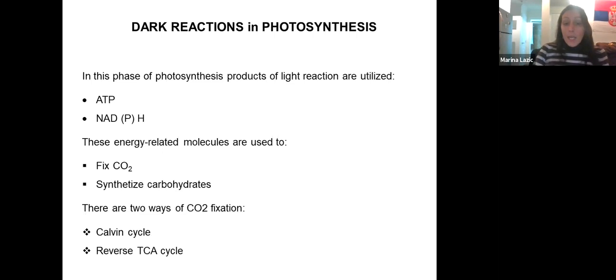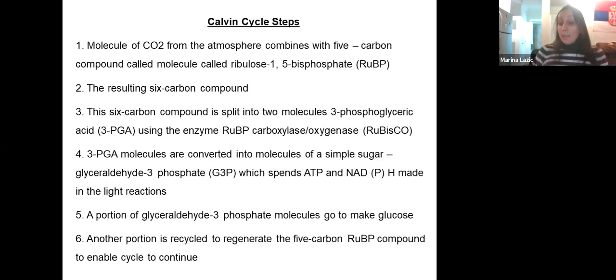Here it is important to know what the ways of carbon dioxide fixation are. So there is the Calvin cycle and there is the reverse TCA cycle. Probably more famous is the Calvin cycle, but we will go through both of them separately. So, Calvin cycle. So fixing carbon dioxide in the light independent, dark reactions of photosynthesis.